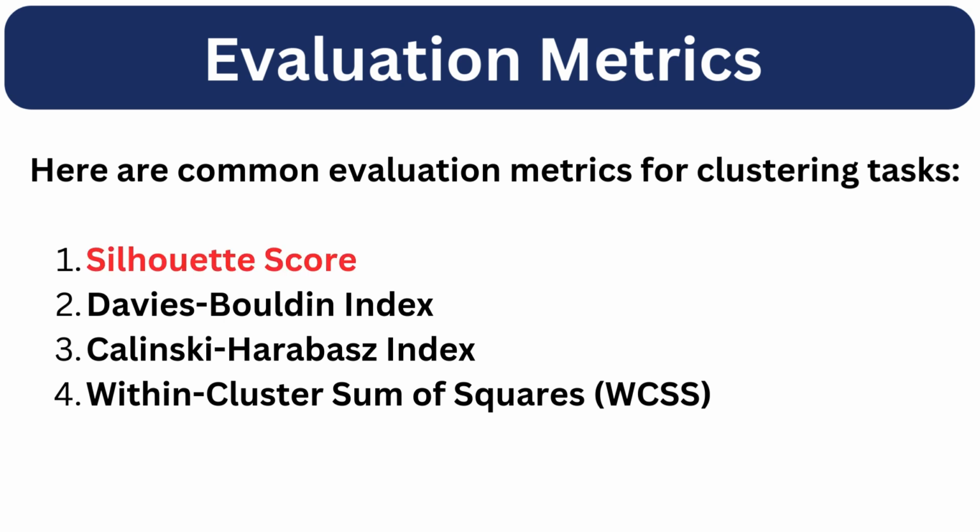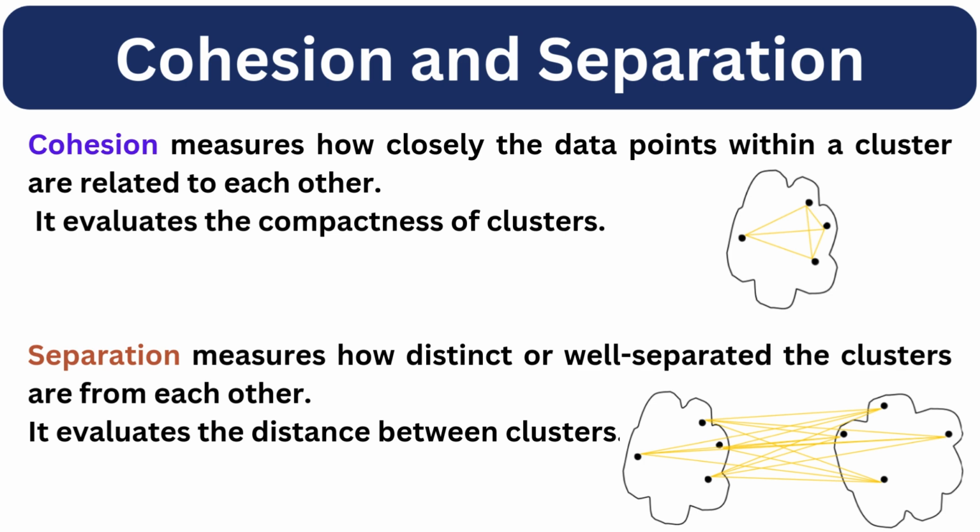In this session, we will begin by discussing cohesion and separation, the foundation of many evaluation metrics, and then focus on one of the most popular methods, that is Silhouette score. Now let's discuss cohesion and separation. Cohesion measures how closely data points within a single cluster are grouped together. It evaluates the compactness of a cluster. Good clustering should have low cohesion values.